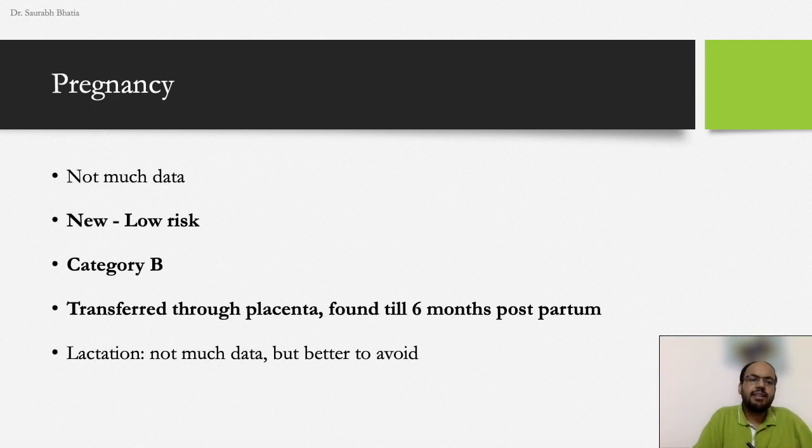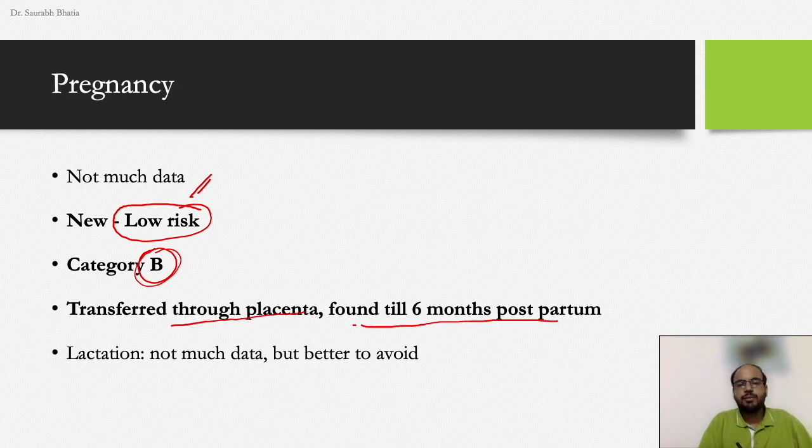Now, this pregnancy profile is somewhat similar to adalimumab. Not much data is present. The new category says it is low risk. The older category is category B. Now, infliximab is transferred through the placenta and has been found till 6 months postpartum, that is, in the baby. So even after 6 months post birth, the serum does show infliximab which has been transferred through the placenta.